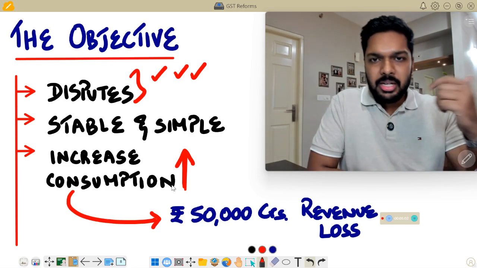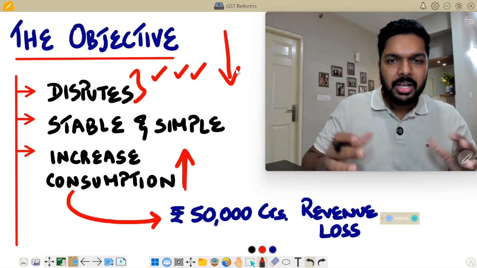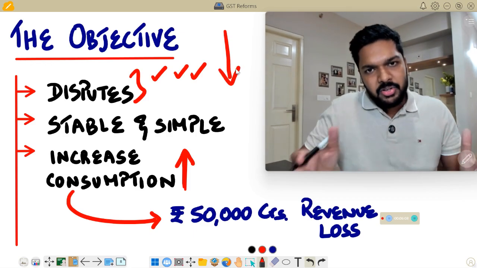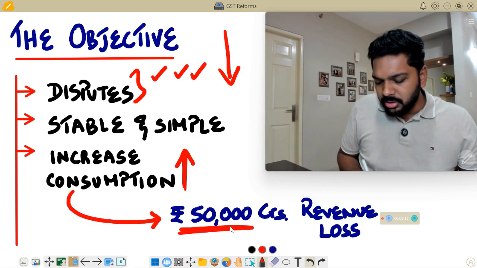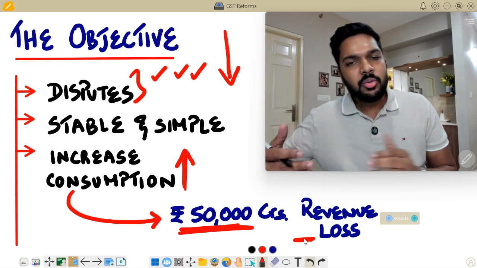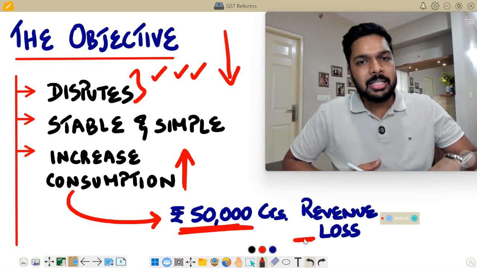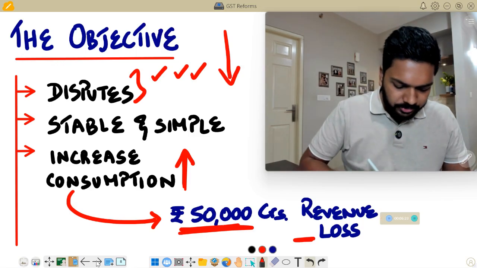And to increase domestic consumption, there's a need for the government to reduce GST rates so the consumption will go up. Yes, with this rate rationalization, there'll be a dip in the revenue for the government to the extent of almost 50,000 crores of revenue loss. But eventually, over time, this revenue loss will be offset by the increase in consumption. Therefore, revenue will ultimately be higher for the government.